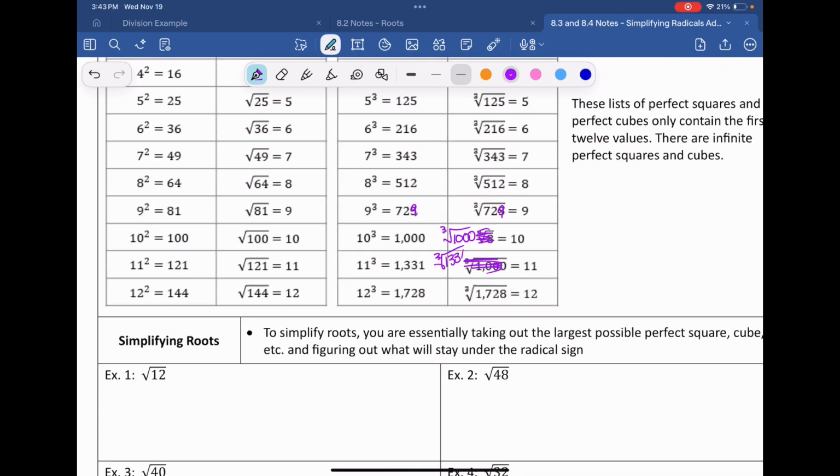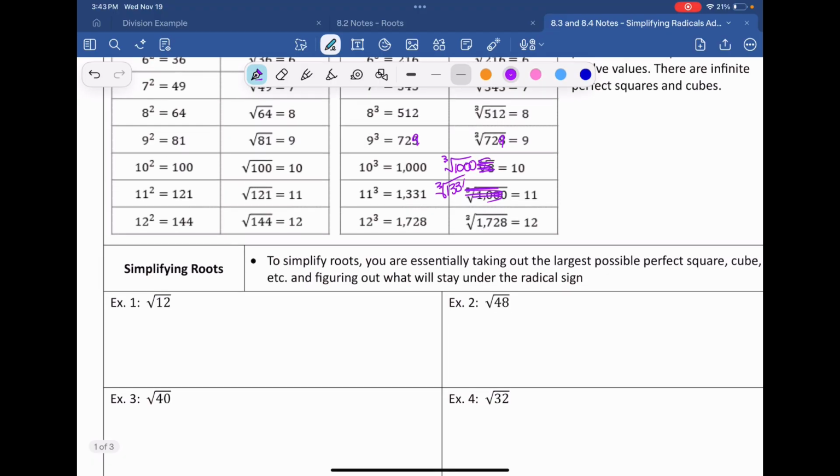Okay. So when you simplify a square root, what you're doing is finding the largest possible square, or if you simplify a cube root, largest possible cube that divides evenly into your radicand.